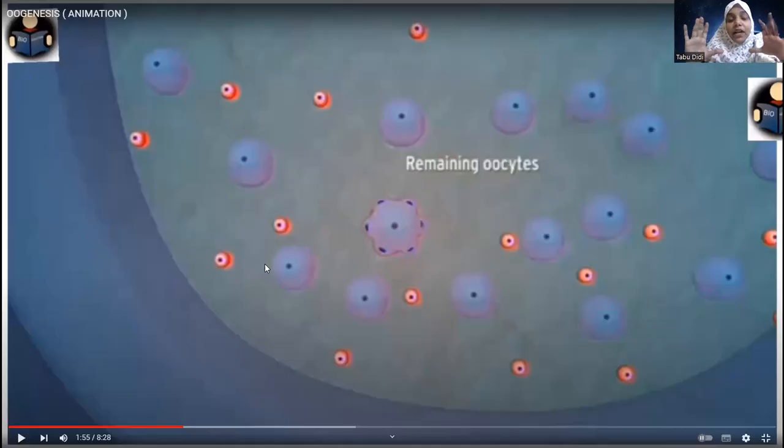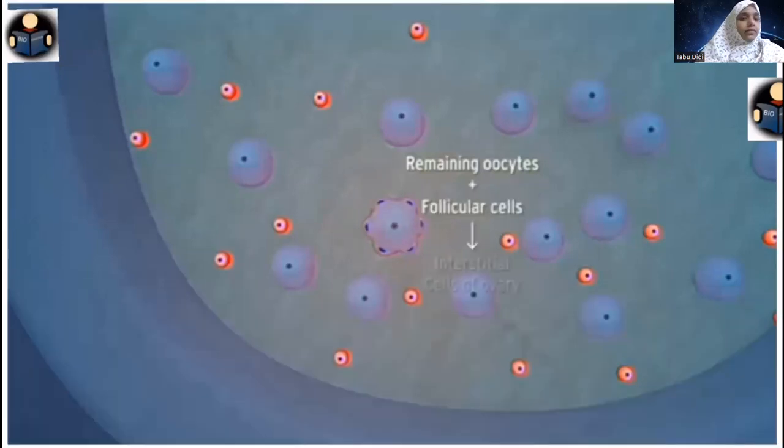आपकी बर्थ पे इतने मिलियंस ऑफ प्राइमोर्डियल फॉलिकल्स होते हैं, but by the time the female reaches puberty those number of eggs are reduced, automatically they destroy themselves and they degenerate. Okay, so very few primordial follicles are remaining. Remaining oocytes and their follicular cells form the interstitial cells of ovary.